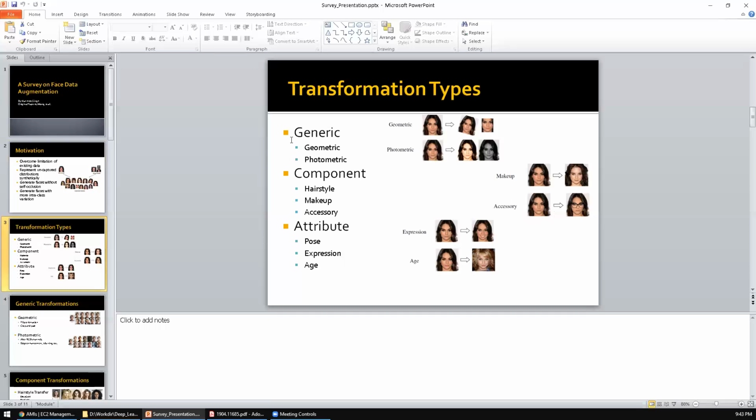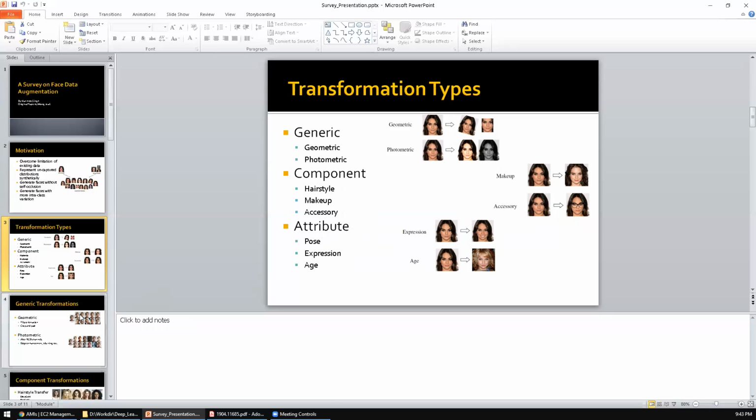There are basically three different types of transformations. There's the generic, component, and attribute. The generic is geometric and photometric. These are basically shifting and twisting, and photometric is playing with the RGB channels, gamma filters, the contrast ratios, and things like that. Component is things that people have on their face day to day, like hairstyle, makeup, accessories, and attributes are things associated with someone's being, which is their pose, expression, and their age.